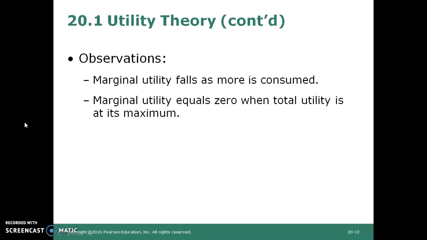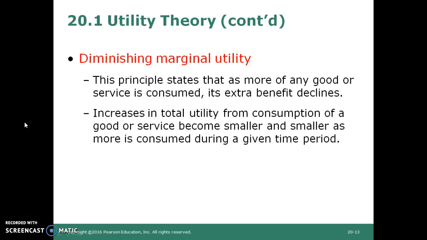Marginal utility falls as more is consumed. That's the diminishing marginal utility concept. Marginal utility is going to equal 0 when total utility will be at the highest. Diminishing marginal utility will set in when we're looking at how our consumption patterns are being evaluated. It will set in when we focus on the analysis in terms of how we consume goods or services.